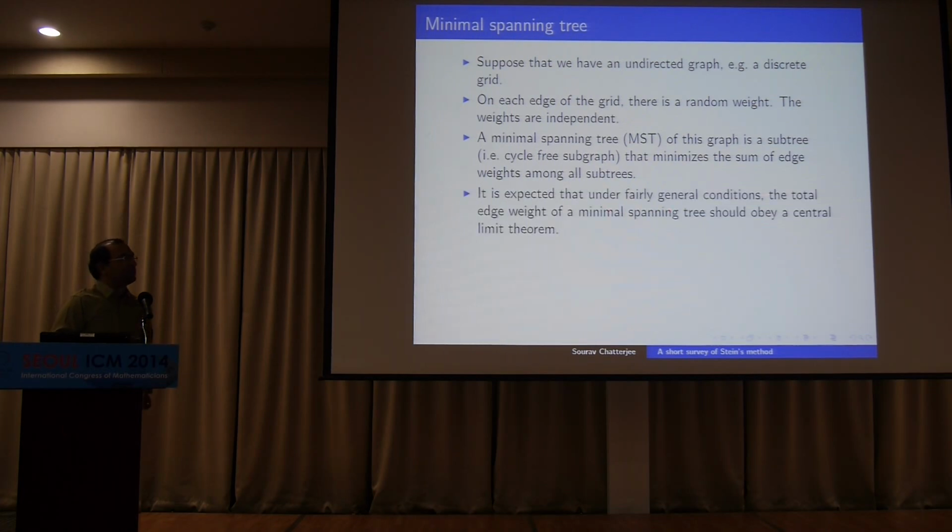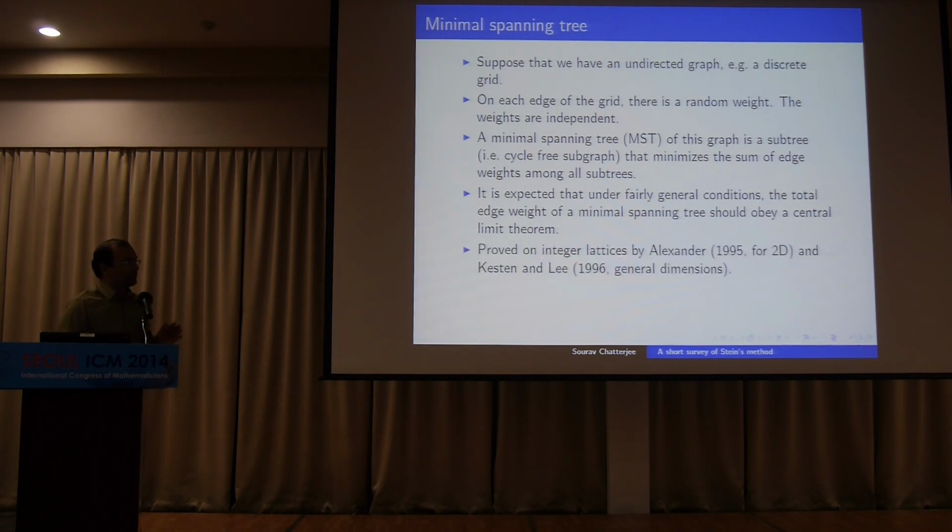And it is expected that under fairly general conditions, the total edge weight of a minimal spanning tree should obey a central limit theorem. Okay. So you see, you have this large grid. On each edge you have a weight, and then you are taking all subgraphs of this grid which are trees, which don't have cycles. Okay? And then you are summing the edge weights of these subgraphs which cover all vertices, and you're taking the minimum of these sums, and that's supposed to obey a central limit theorem.